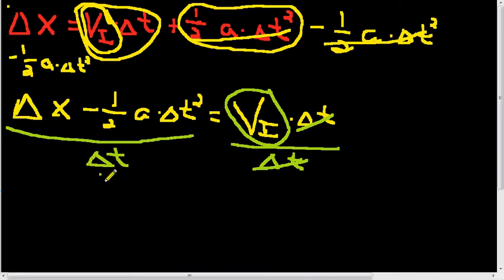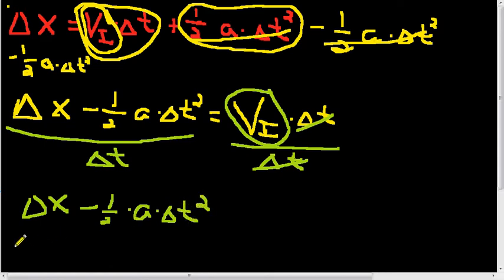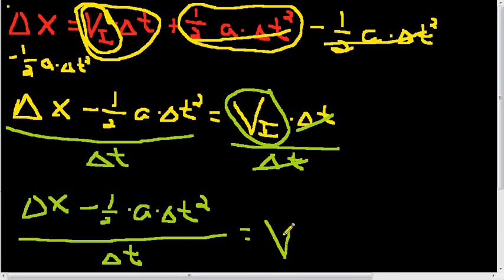And what we have left, a lot of stuff here on the left, we have a delta x minus 1/2 times a times delta t squared all over delta t, and that's equal to just our vi.